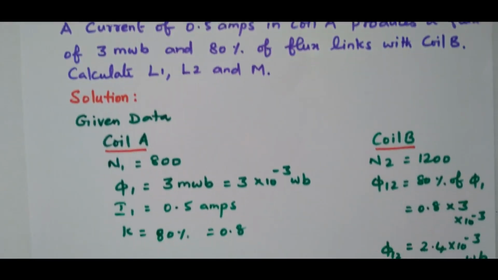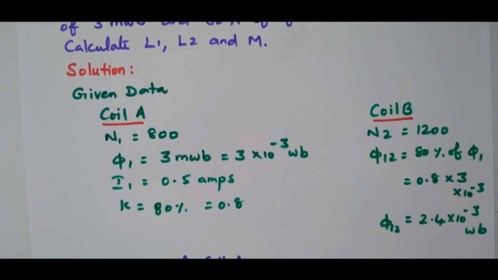Now we'll refer to the given data available. For coil A, the number of turns and the flux are available: 3 milliweber, which means 3 into 10 to the power minus 3 Weber. The current is also available, 0.5 ampere. The K equals 80%, that means K equals 0.8, that is, 80% of the flux is linked with the second coil.